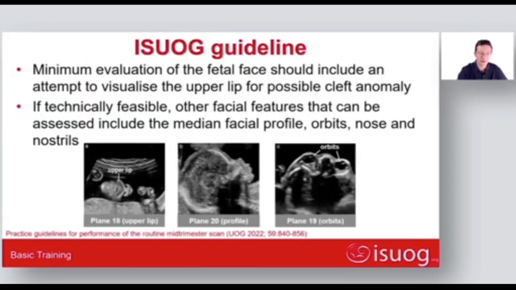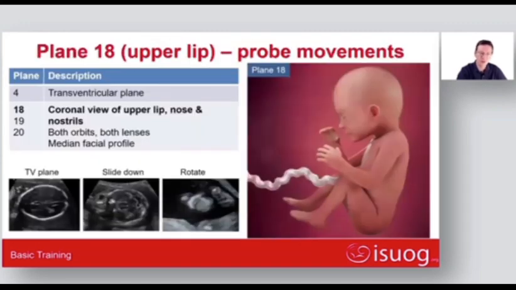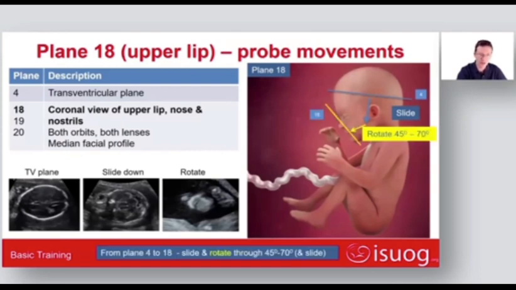Now to examine the face. ISUOG recommends that the examination includes the visualization of orbits, upper lip, and if technically feasible, the sagittal profile. To obtain the coronal section of the face, you start from the transventricular plane and you slide down. When you see the orbits and the cerebellum, you rotate the probe between 45 and 70 degrees, and you will obtain the coronal section of the face.